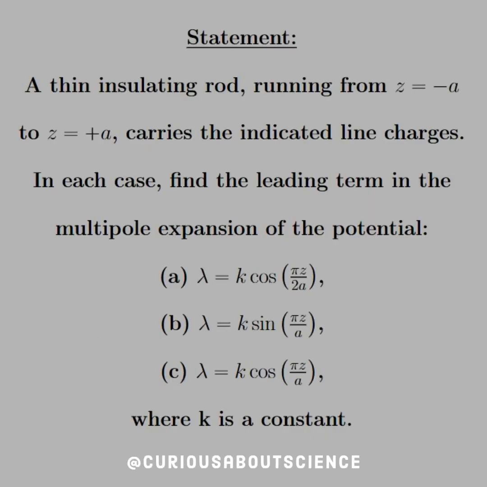Alright, so the statement reads: a thin insulating rod running from z equals negative a to z equals positive a carries the indicated line charges. In each case, find the leading term in a multipole expansion of the potential, where (a) lambda equals k cosine(pi z over 2a), (b) lambda equals k sine(pi z over a), and (c) lambda equals k cosine(pi z over a), where k is a constant.